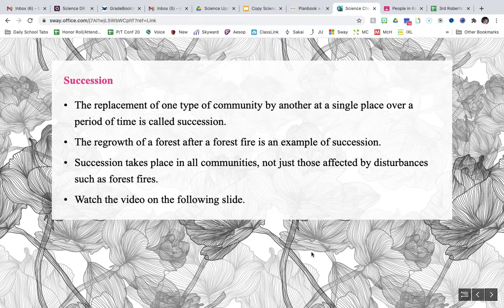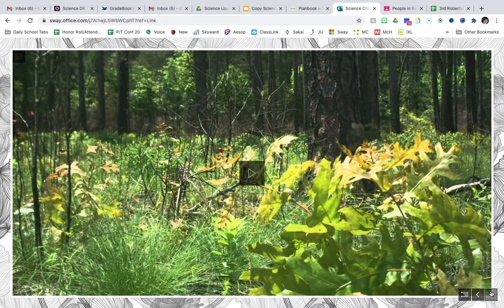Now they're undergoing succession. But you don't necessarily have to have a major disturbance like a forest fire in order to have succession, because succession takes place in all communities pretty much all the time. But we're going to learn about 2 specific types of succession today. Before we get into that, though, I want you to watch the following video. This is of a forest fire, and it's a controlled burn that is done to clear off the underbrush.